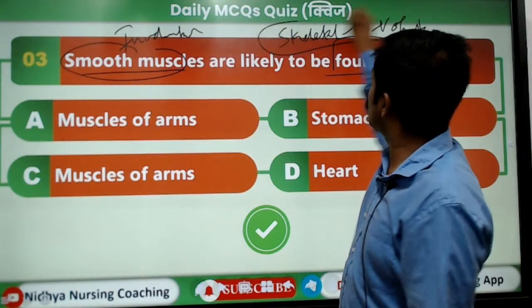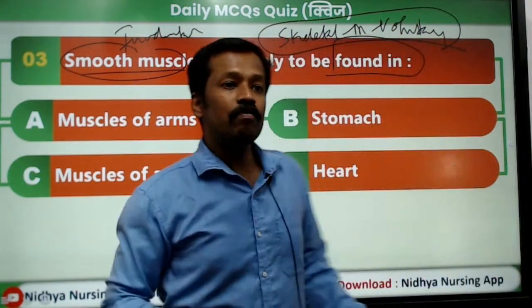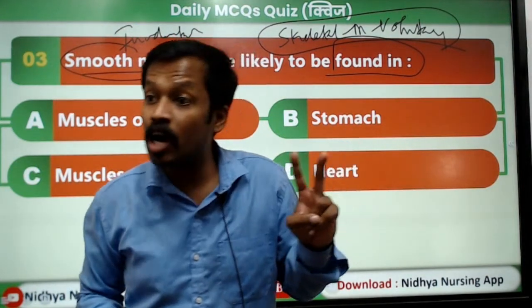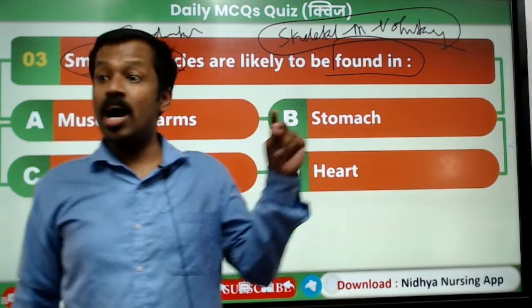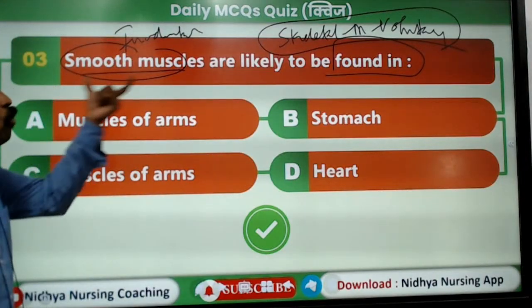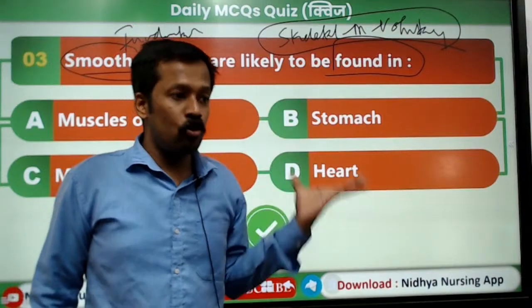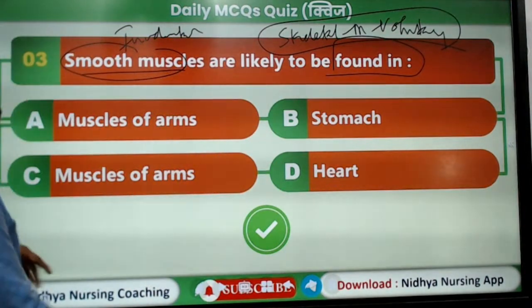Okay, fine. So listen here. Other than that, one more specialized muscle, isn't it? What is that? Cardiac muscle. So what is the question? Smooth muscles are likely to be found in... Where is smooth muscle? Got it? So options: muscles of the arm.